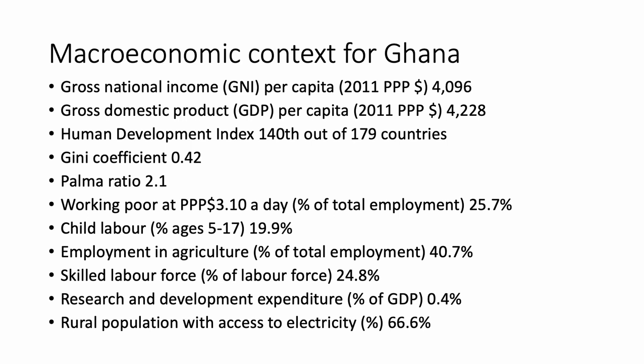Again, a bit of context here. One child in 5 aged 5 to 17 is in work. Child labour is 20%. 40% of the employed labour force is in farming. Only 25% of the labour force are in skilled jobs. There's very low research and development as a share of GDP, and a third of the rural population doesn't have any access to electricity. Hopefully this gives you a little bit of context for Ghana.